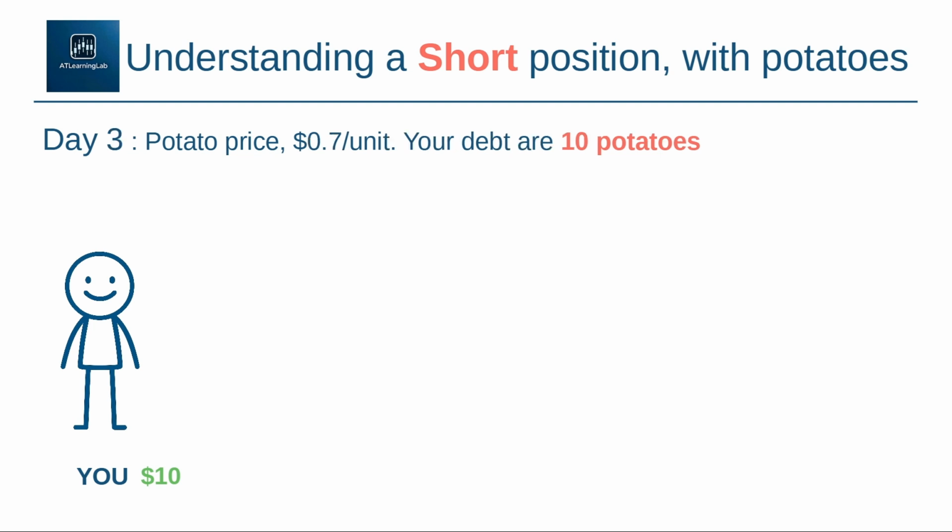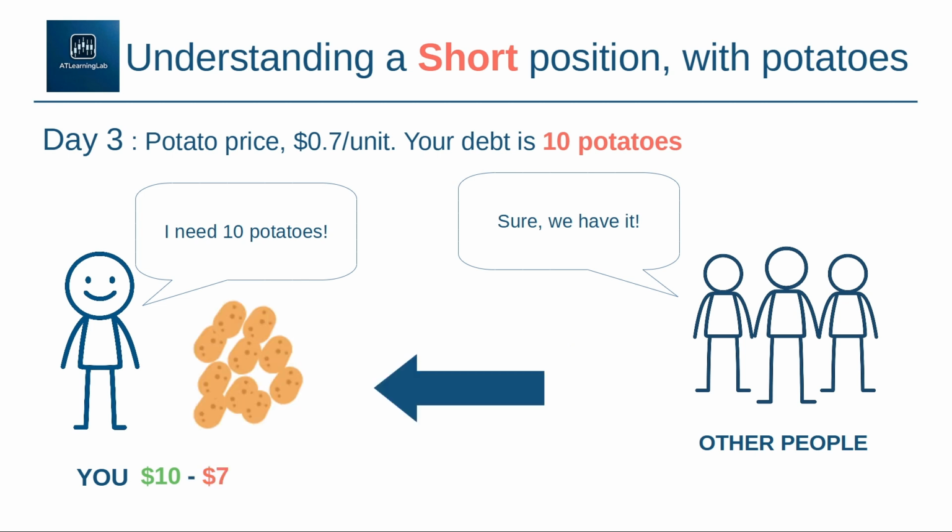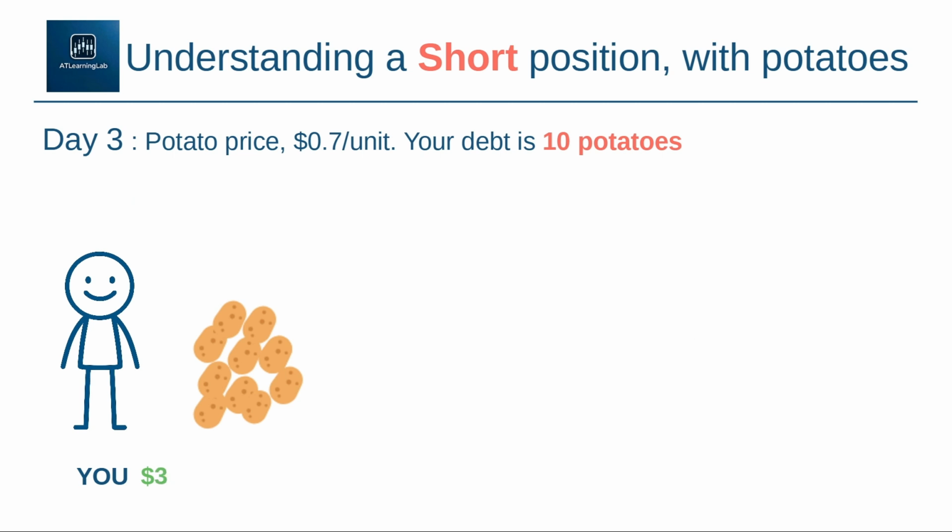Well, now let's say that it's day 3. And for whatever reason, the potato price is $0.7 per unit. So your debt is still 10 potatoes. But now you say, okay, I need 10 potatoes. So you go to other people and they say, sure, we have it. So now you buy the potatoes at $0.7 per unit. So basically, the balance is $3 for you. And now you have the $3, but you still owe 10 potatoes.